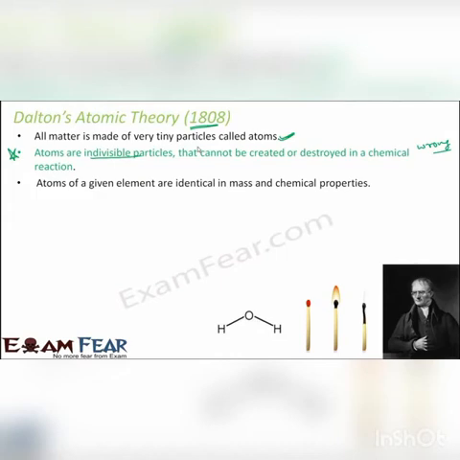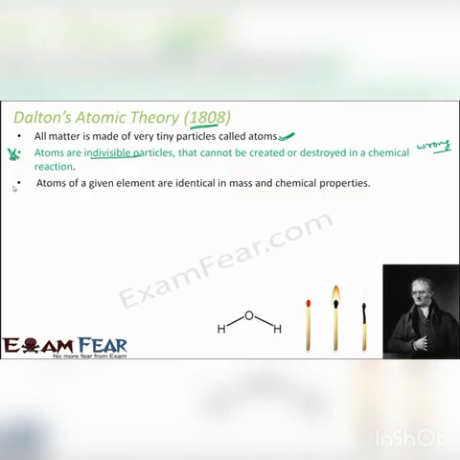An atom of a given element are identical in mass and chemical properties. This is true. In fact, this one, that they cannot be created or destroyed, is wrong, because you'll see that post-uranium, there are so many elements which are created. They are man-made, and they are created by bombarding alpha and beta and other particles into existing atoms. So that means atoms can be created, right? And atoms can be destroyed. So this theory is not correct.